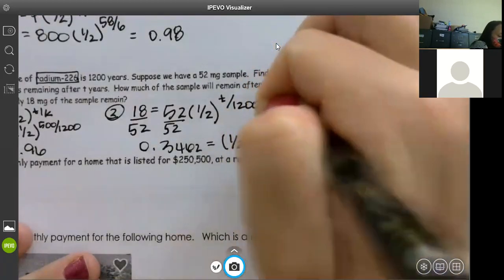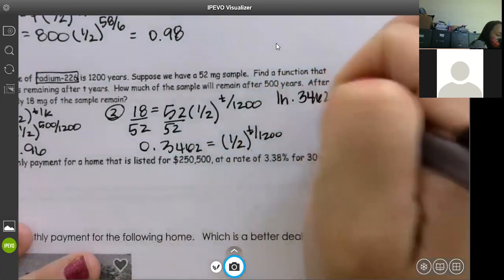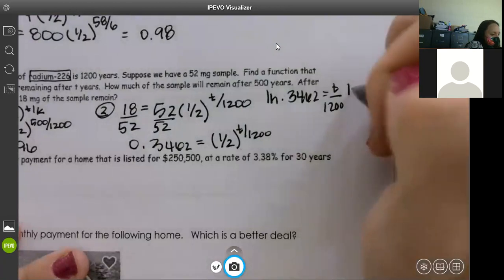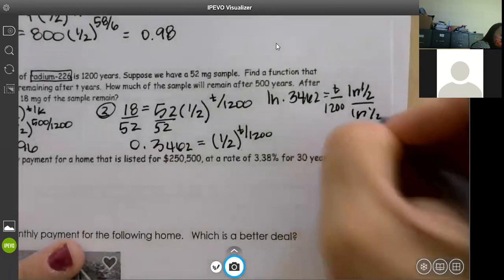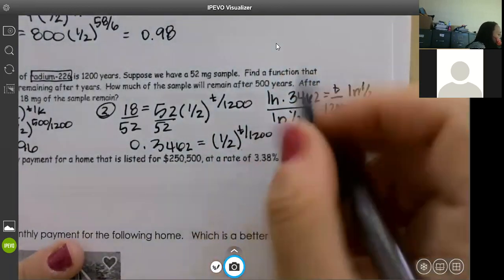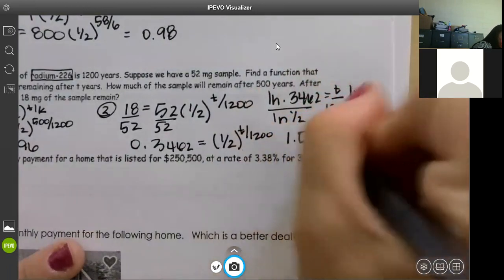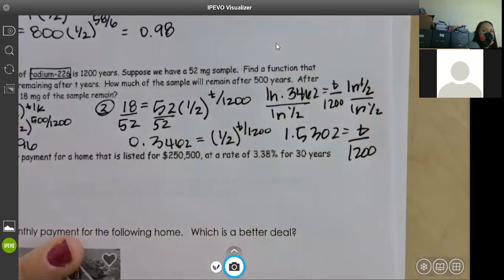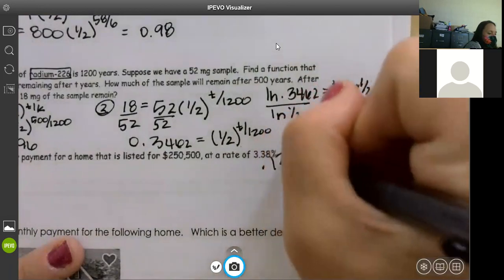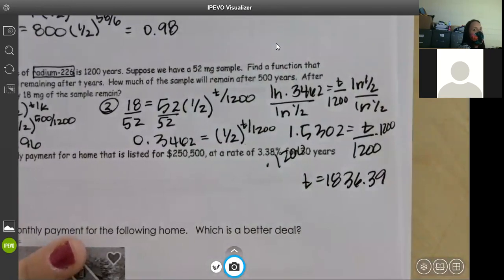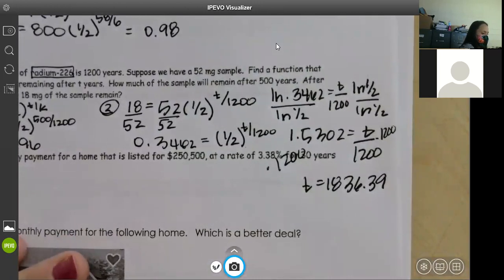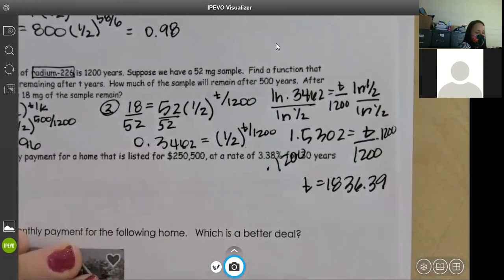How do I get the power to come in front? ln or log both sides, so I do ln of 0.3462. Your power comes to the front, and you'd have ln 1/2. Divide by ln 1/2, then multiply by 1200. So when I divide by ln 1/2, again, it may cut out. You guys can come back in, please. I get 1.5302 equals T over 1200. And then to finish it out, multiply by 1200. And we would get T equals 1836.39. So it would take 1800 years for that much of the sample to remain. Any questions?